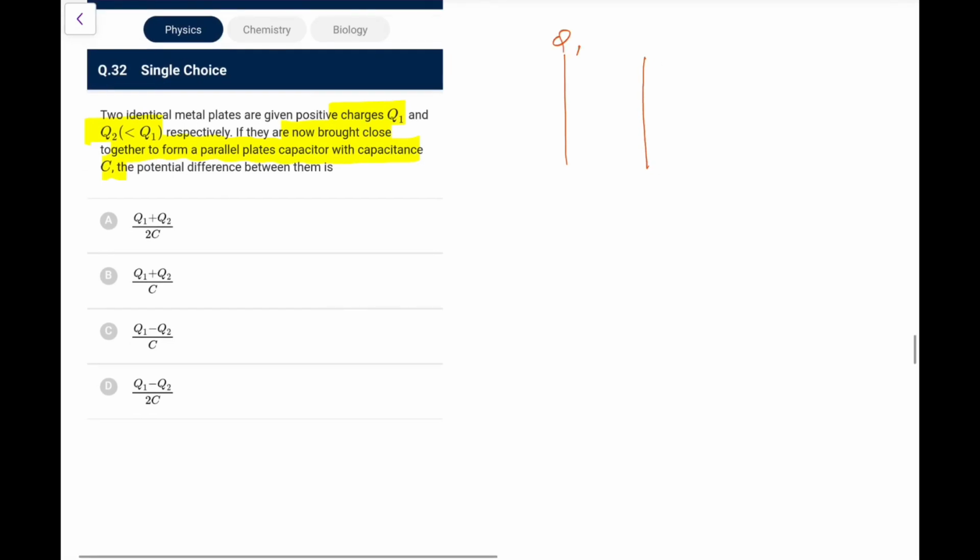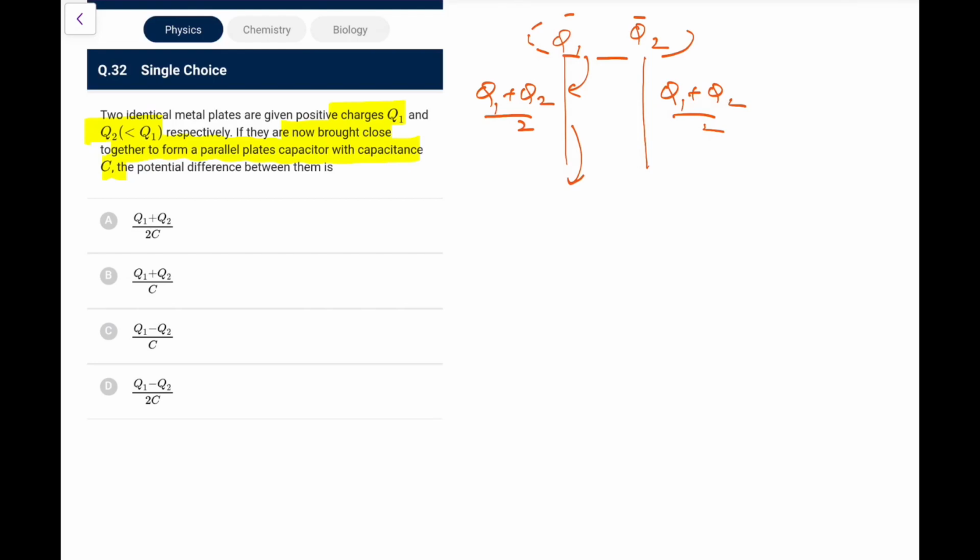Next, two identical metal plates are given positive charges Q1 and Q2. Q2 is lesser. If they are now brought close together to form a parallel plate capacitor with capacitance C, the potential difference between them is. Now very important. Now they are brought closer. Let's say this is Q1 and this is Q2. By the analogy that we know, this is clear. On this plate, the charge on this surface would be Q1 plus Q2 by 2, and this would be Q1 plus Q2 by 2. On this surface it would be Q1 minus Q2 by 2, and on this surface it would be minus of Q1 minus Q2 by 2.